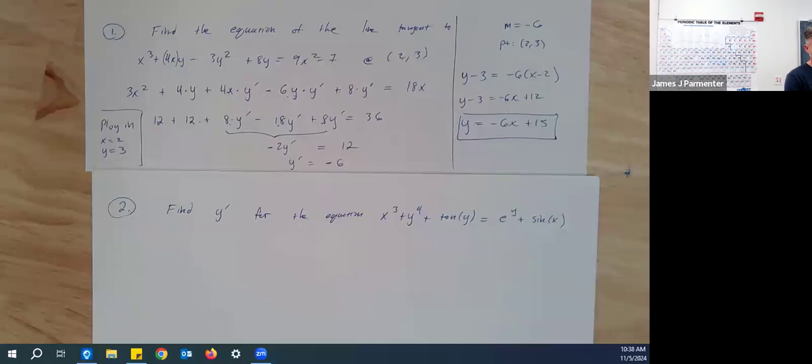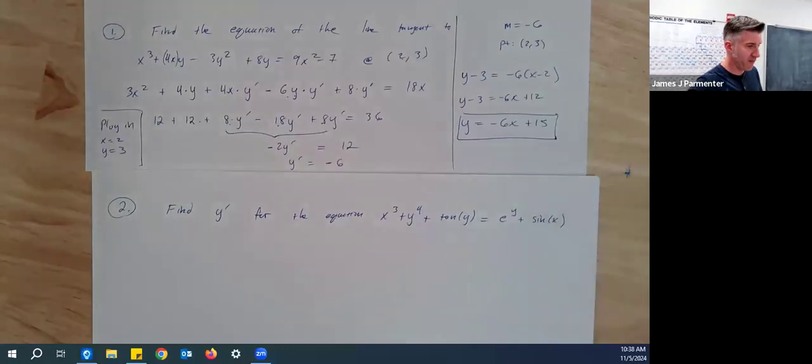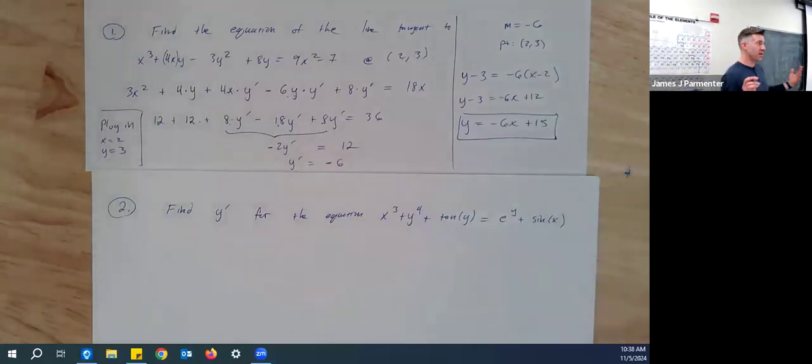And I would point out that this question is saying find the derivative, not find the slope at a particular point, but find the derivative in general. So in this case, our derivative y prime is going to be a function of both x and y. We're going to solve for y prime with all the variables still left in, because we don't have a point to plug in where we're finding a particular slope. So same kind of work.